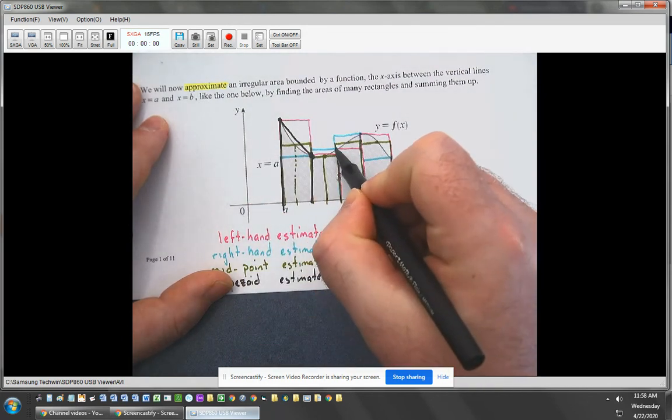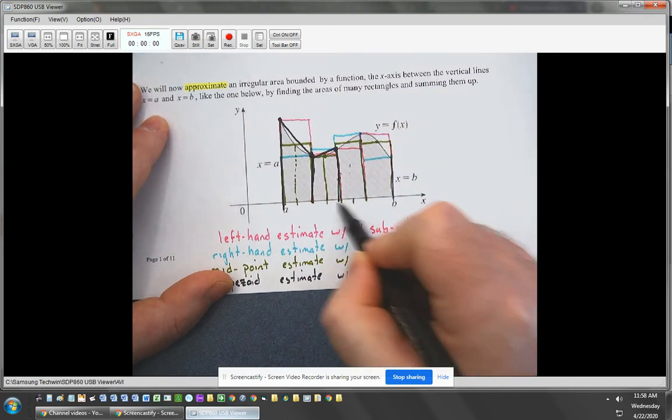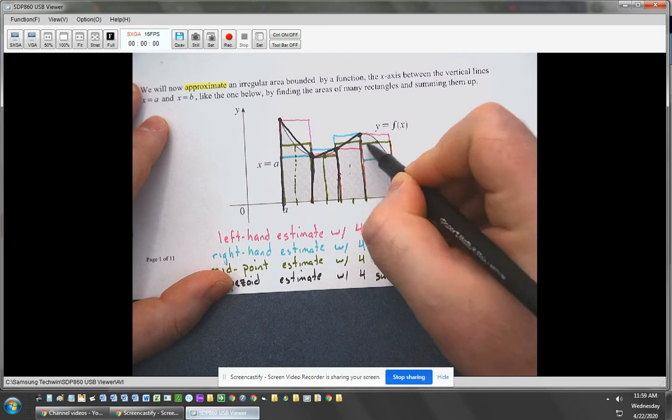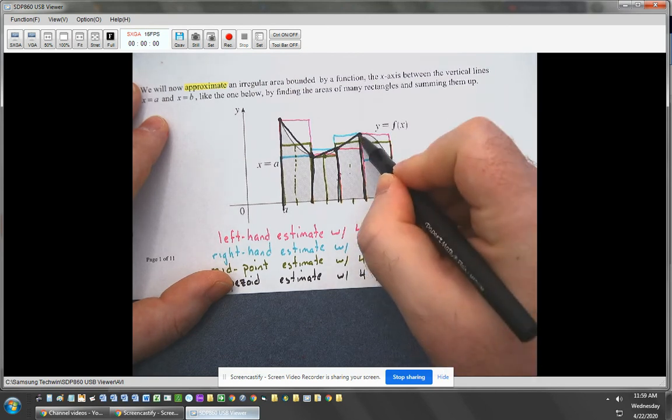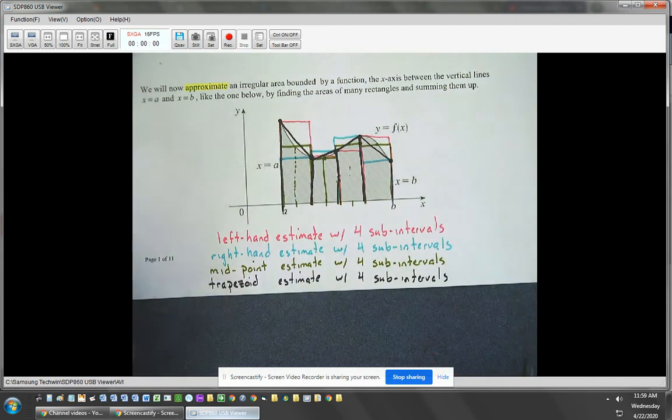So I'm going to use the left hand, the right hand, and I'm going to turn that into a trapezoid, and I would calculate the areas there. So these are the 4 different ways that we're going to try to calculate areas underneath the curves.